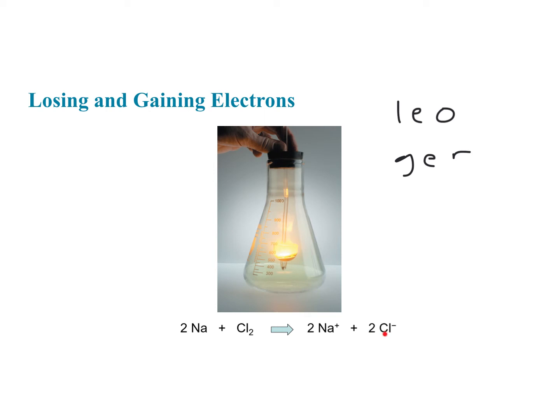And so that is called a reduction, because gaining an electron is a reduction. So the chlorine is reduced by the sodium. The sodium is the reducing agent. And that's just a lot of different ways of saying the same thing. Mainly what I need you to know is that when you lose an electron, it's an oxidation reaction, and when you gain an electron, it's a reduction reaction.